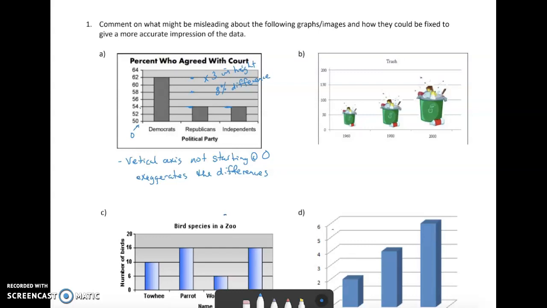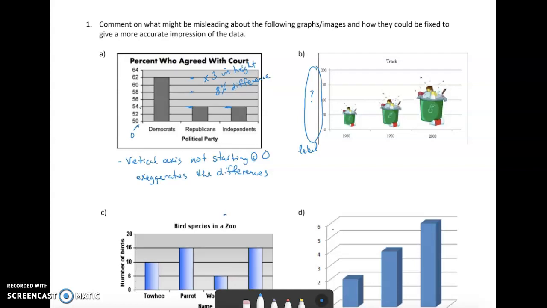Okay, looking at B, we've got a pictograph where they've used these images of these garbage cans. It's labeled trash. We have some dates at the bottom and some numbers on the vertical axis. The first major problem I have with this is that there is no label on this vertical axis. Like, what does this mean? Are these tons of garbage? Is it garbage that could be recycled? Is it pounds? Is it bags? I have no idea what they are even counting.